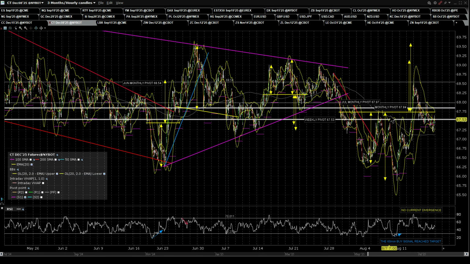CT, we've got a nice looking double bottom here, and actually I'm fairly bullish on CT, so I'm seeing this as a bull flag forming, and I'm thinking we head up into the target area here, which is the 69.15 to 69.6 area.